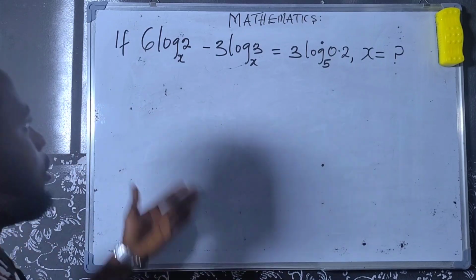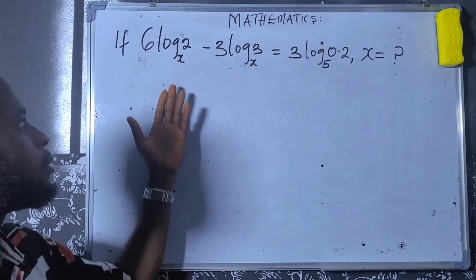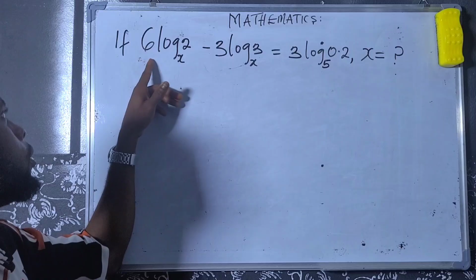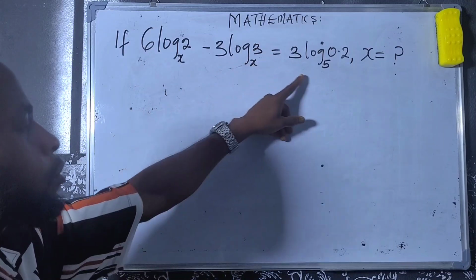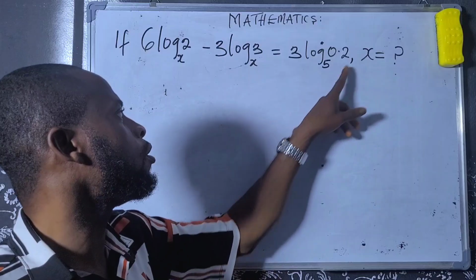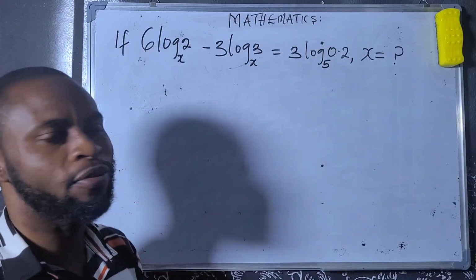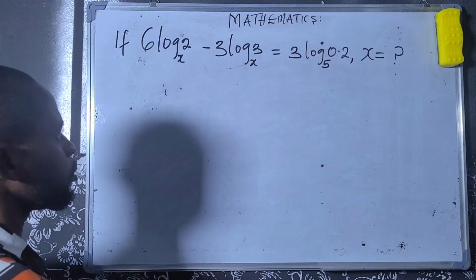Let us consider this logarithmic question here on the board. This is likely a WAEC question. We have: if 6 log 2 base x minus 3 log 3 base x equals 3 log 0.2 base 5, we are expected to find the value of x. Now first, I put down here the solution.